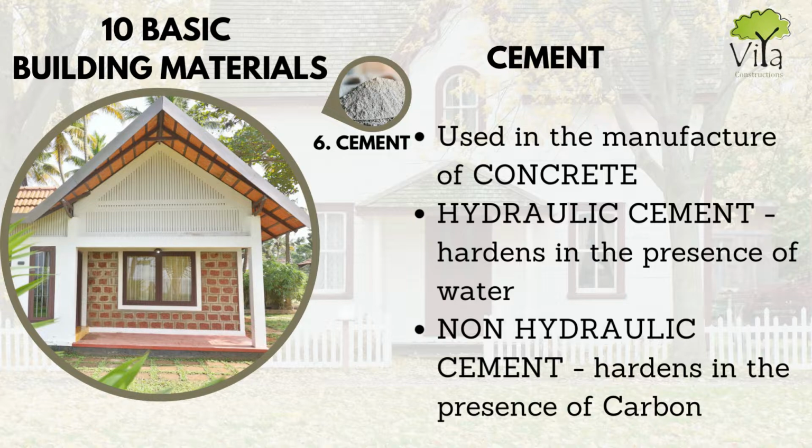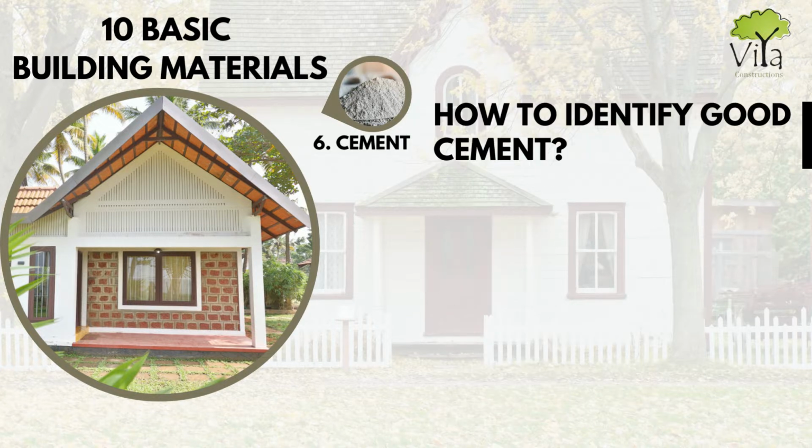There are two types of cement based on the way in which it is hardened. The commonly used cement for construction purposes is a hydraulic cement which hardens by the addition of water. The other type of cement is a non-hydraulic cement which hardens in the presence of the carbon in air.